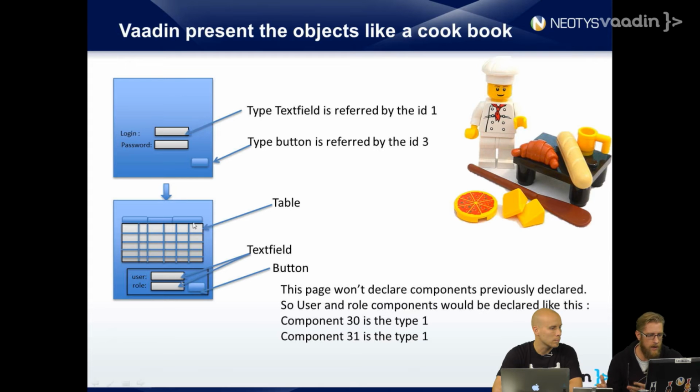Next page, we have a screen with a customer list, with a table. And at the bottom of the screen, you have a small panel where you can create new users, for example, or new customers. For that form, you have a text field and a password. So in that new page, Vaadin won't declare the text field and the button again because they have already been declared. The client side already knows that type 1 is a text field.